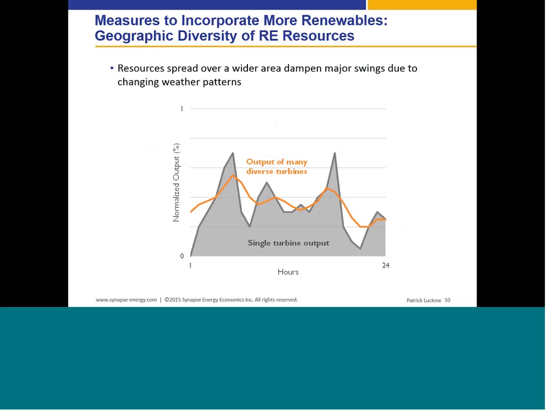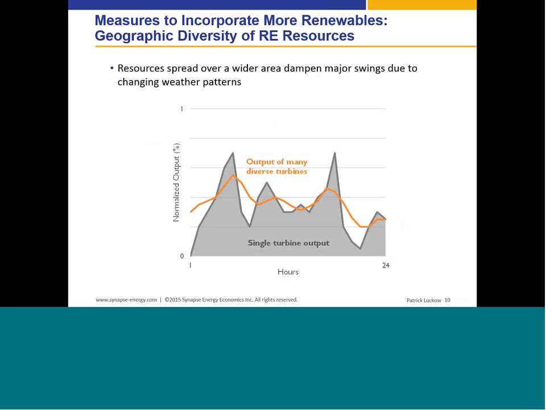The next item that really helps to make it easier to manage variable renewable energy is geographic diversity. This is just a representative chart that compares the output from a single wind turbine to a wind farm or many wind farms spread out over a wide geographic area. And all this does is balance and average out those rapid fluctuations that can be caused by local or broader weather patterns that could significantly affect the output of a single turbine.